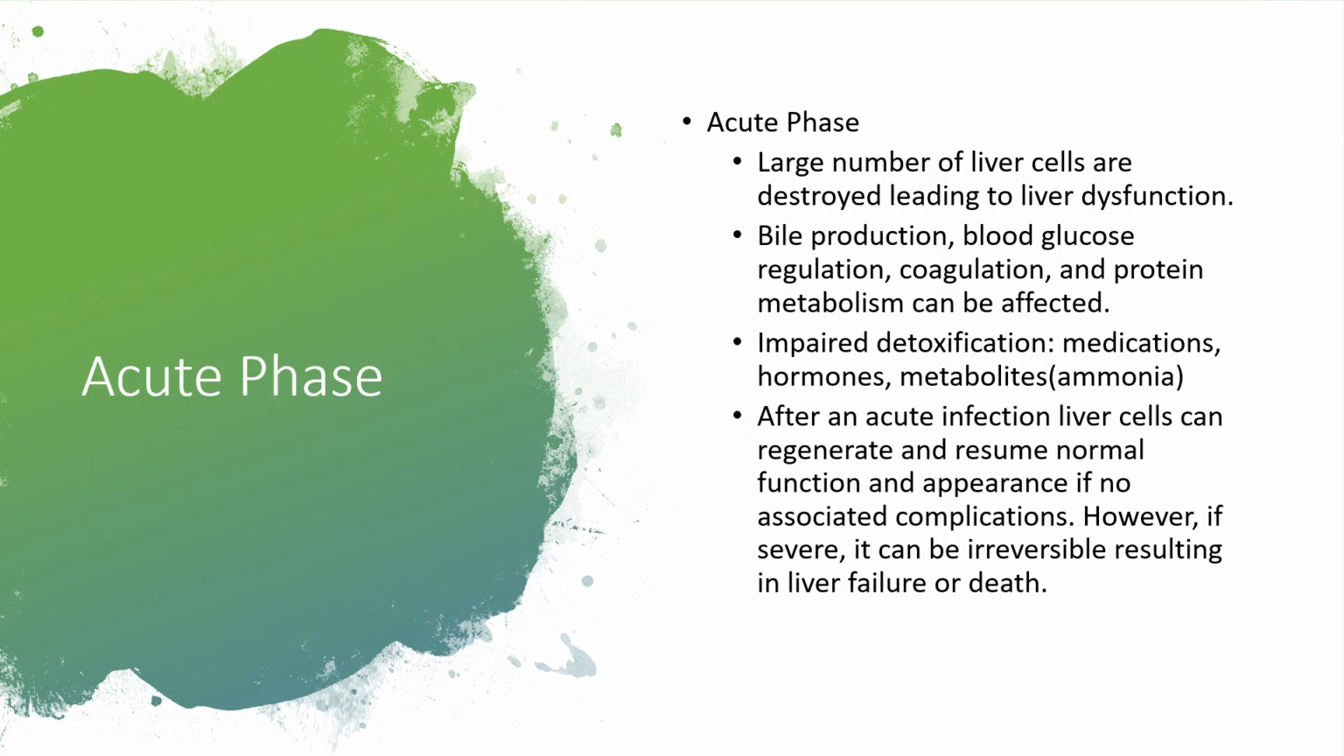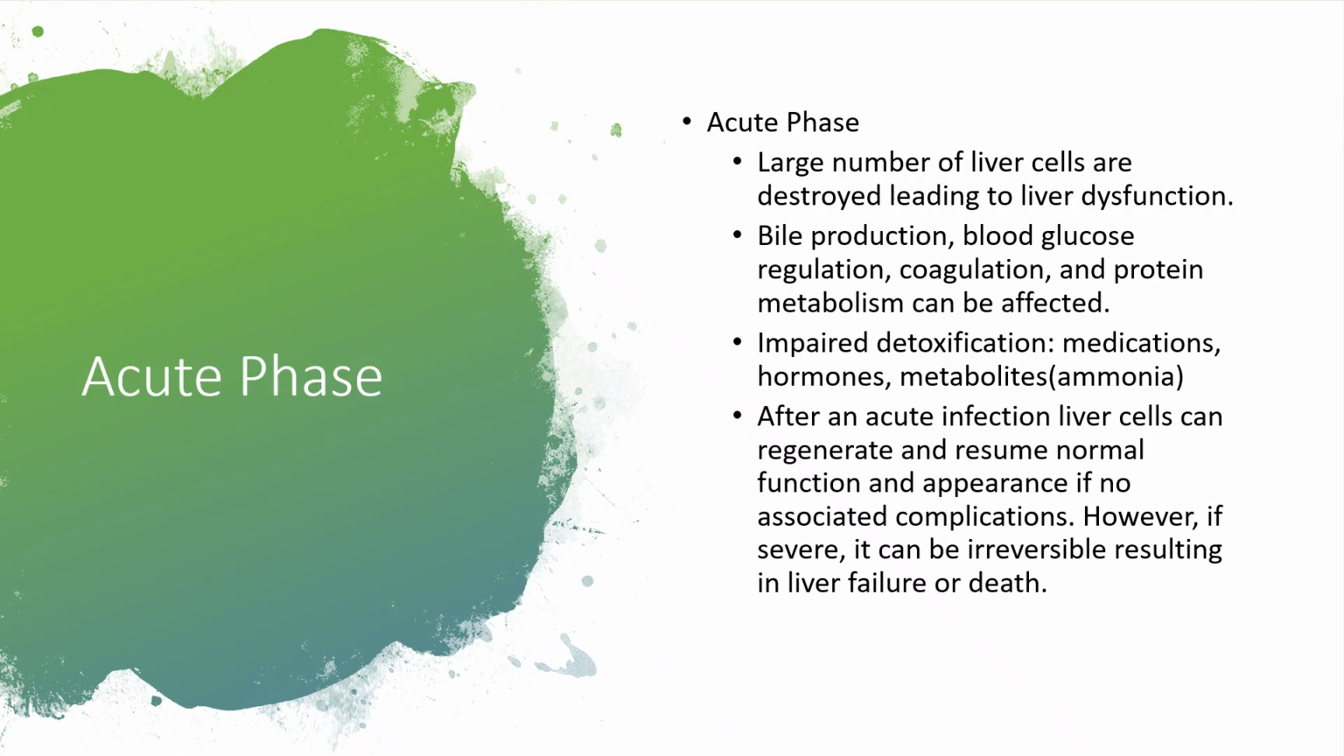In the acute phase of liver injury, a large number of liver cells become damaged. When this happens, the liver cannot perform its normal jobs. This affects important functions like making bile for digestion, keeping blood sugar stable, and helping the blood to clot, and making proteins that the body needs. Another major problem is detoxification. Normally, the liver removes harmful substances from the body, but when it's damaged, toxins like ammonia can build up and medications and hormones may not be broken down correctly.